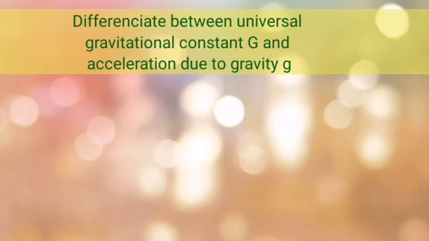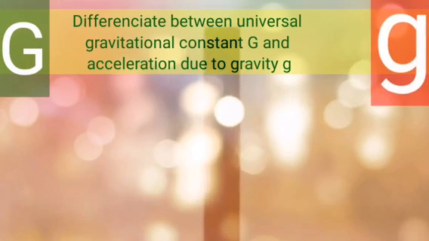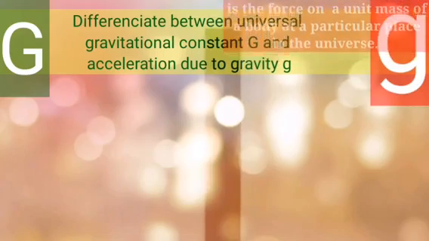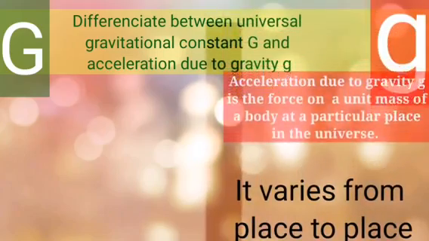Now, this next question says differentiate between acceleration due to gravity g and the universal gravitational constant. Capital letter G is used to represent the universal gravitational constant, while small letter g is usually used for acceleration due to gravity. Now, what are these two terms? Acceleration due to gravity is the force on a unit mass in a particular place or region. So that is what it is.